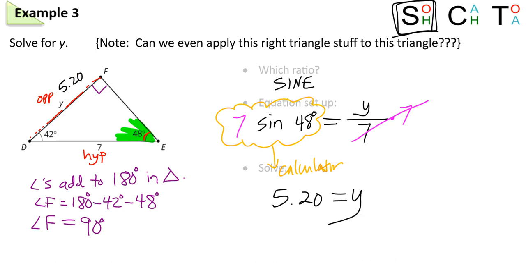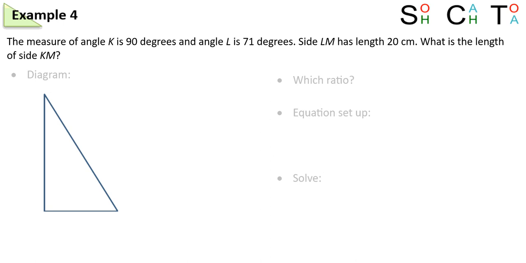Another one. And really the trick here is to get used to identifying opposite, adjacent, and hypotenuse so that you can choose the proper ratio to use, either sine, cosine, or tangent. So in this triangle, it says that the angle K is 90. So I'll label the K down here. Angle L is 71. I'm going to put that over here on the right side. And then side LM has a length of 20. We must have an M here. LM has a length of 20.